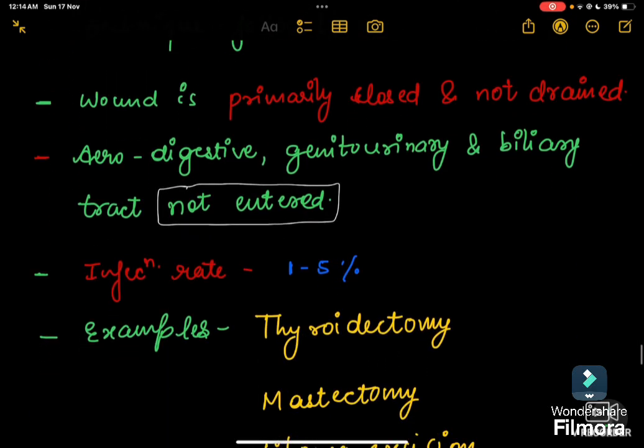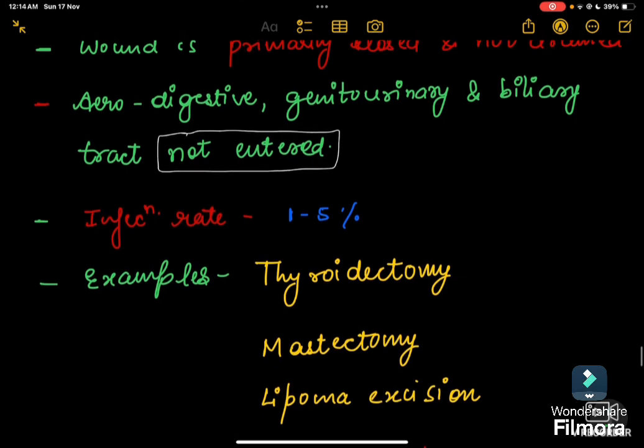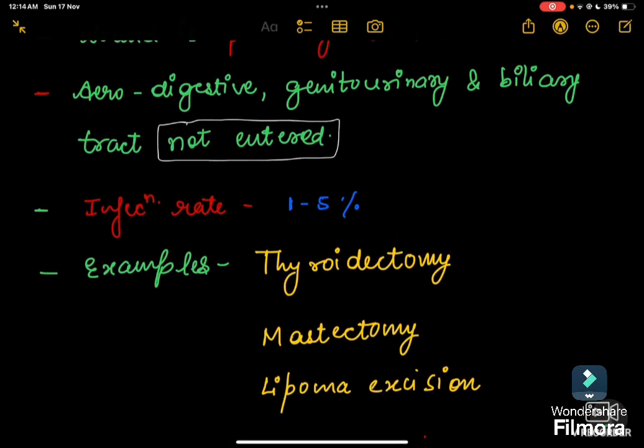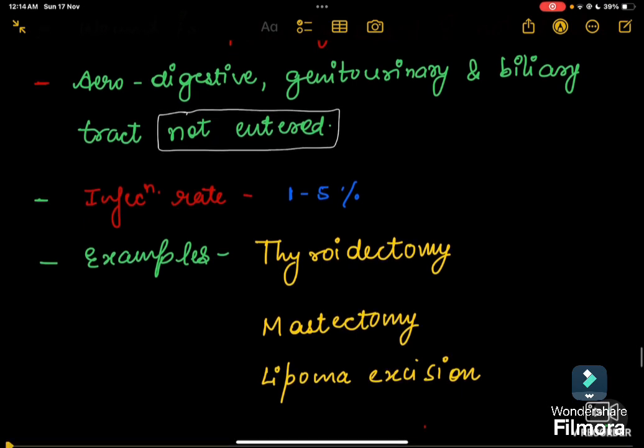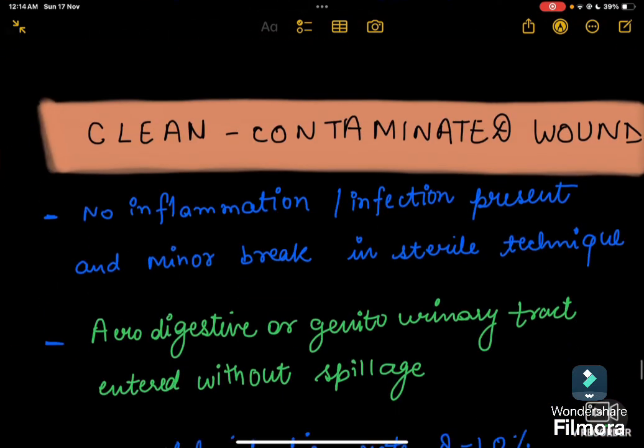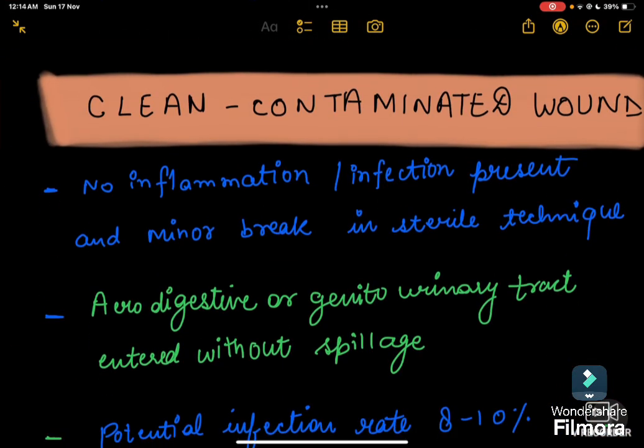Now infection rate is lesser, 1 to 5%. Examples of simple wound include thyroidectomy, mastectomy, and lipoma excision. We can memorize lipoma excision as one example of clean wound.